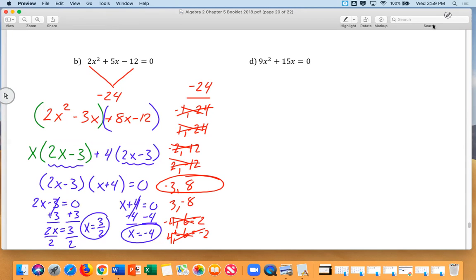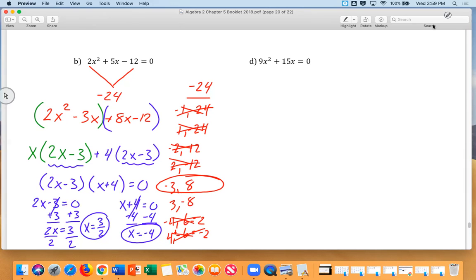Now, one thing I want to note is this. It's not a coincidence that I have two answers and that exponent is 2. Whatever your largest exponent is, that's how many answers you're going to have. If it's 3, you have 3 answers. If it's 4, you have 4 answers. Okay? So you can see this can get pretty tricky. For now, we're going to stick with quadratics, 2s.